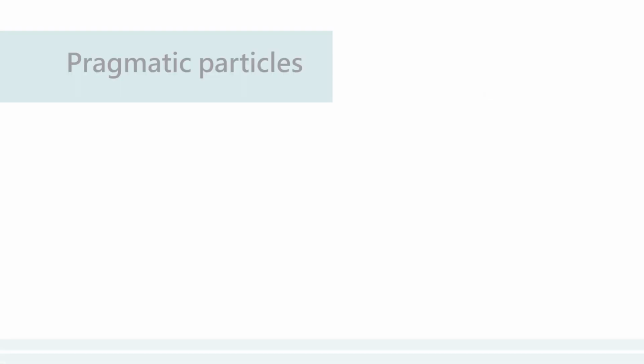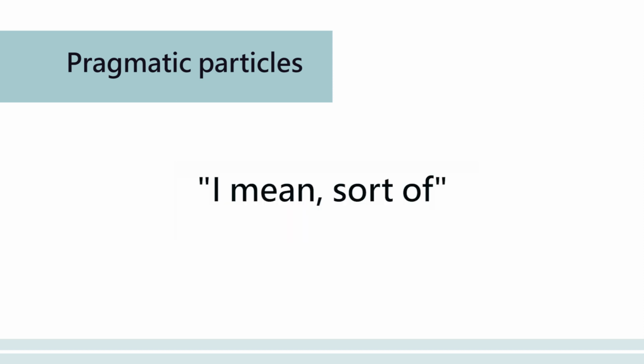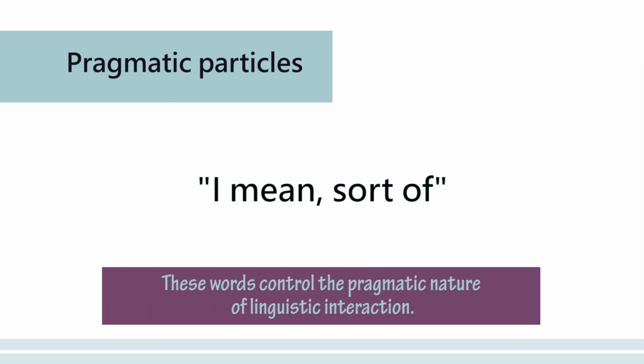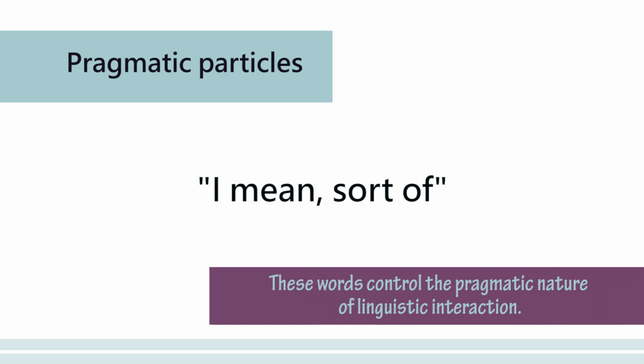There are certain terms used in pragmatics. For example, there's a term called pragmatic particles, which explains the use of words such as "sort of." These words are commonly used in speech and control the pragmatic nature of linguistic interaction.